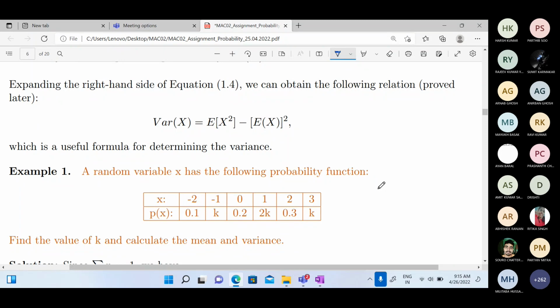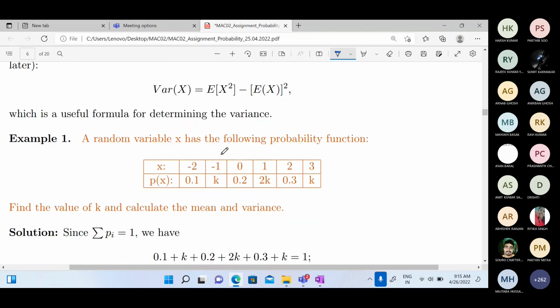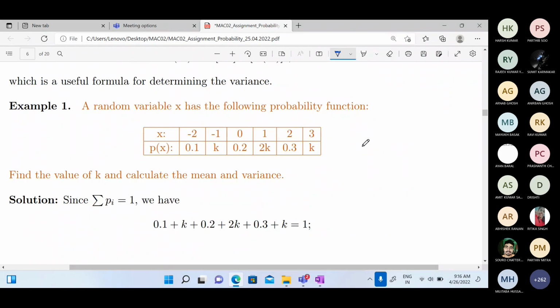Right. Okay, so let us try to solve this example. Is anyone able to understand this question and try to solve? I am giving 1 minute to read it. This is example 1.